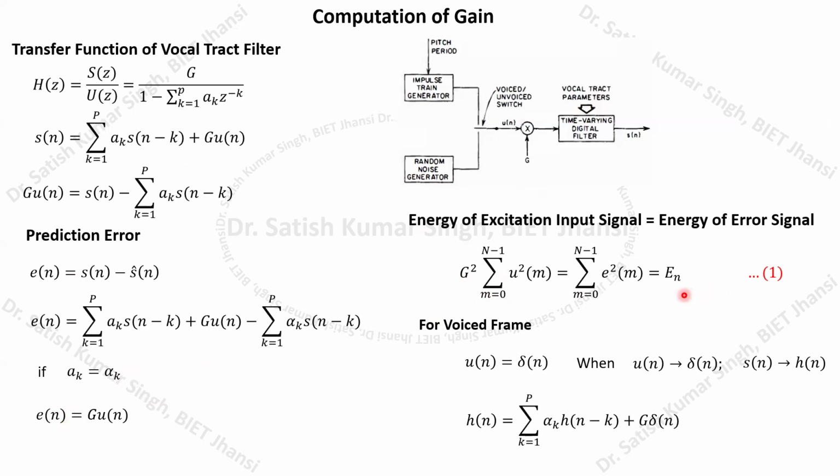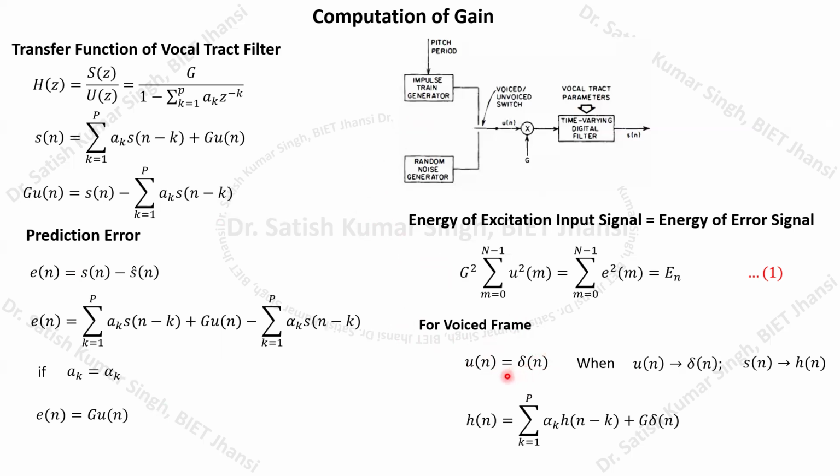Here we first have to make an assumption. In the case of a voiced frame, the input is going to be an impulse train, so normally we consider it to be a unit sample. While calculating the gain parameter G for the voiced frame, the excitation u(n) will be considered as delta(n). So here we are considering it to be a unit sample.